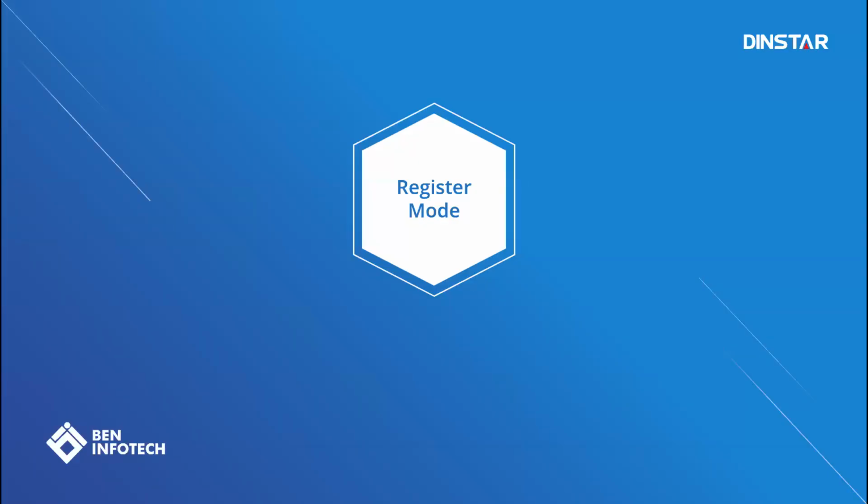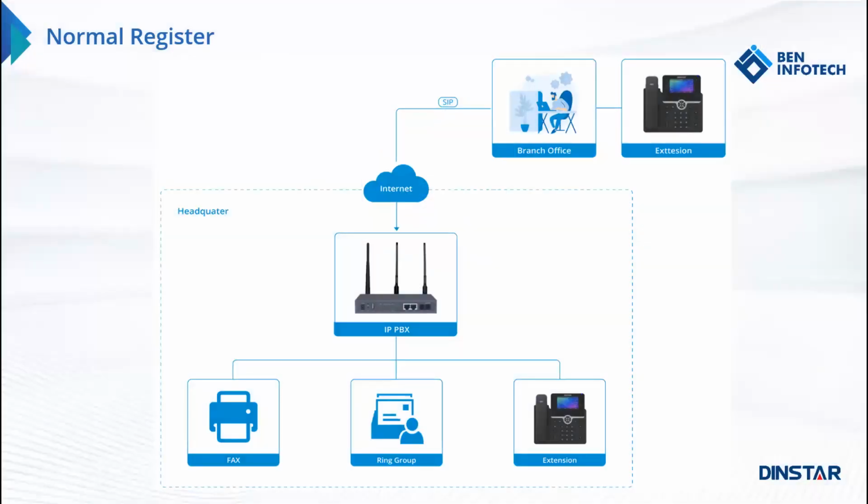Okay, so let's get into the register mode. What you see here is a scenario where you're not using any SBC. You're using an extension from a branch office, connecting via the internet to an IP PBX in your headquarter office. This is achievable, but the issue is there is no control. As you make the SIP connection from your branch office, any threat or attack can come to your headquarter network, because your VoIP environment is not protected by any security features.